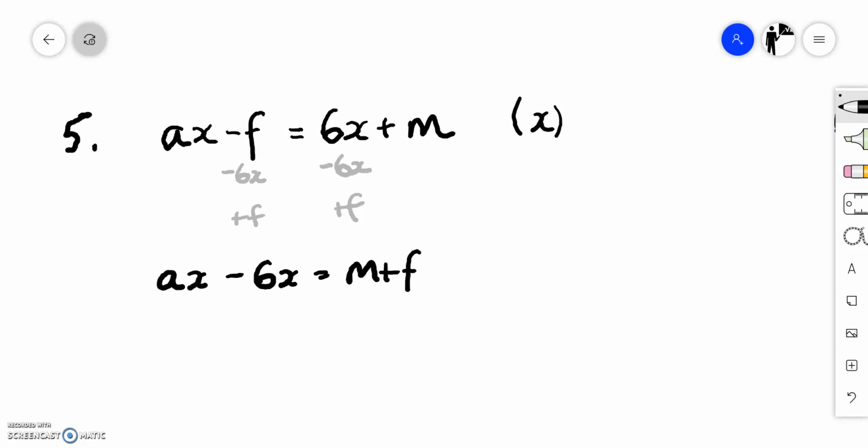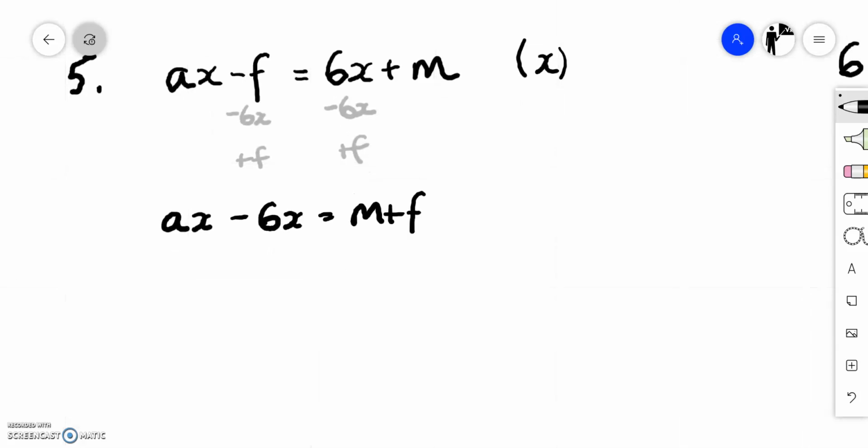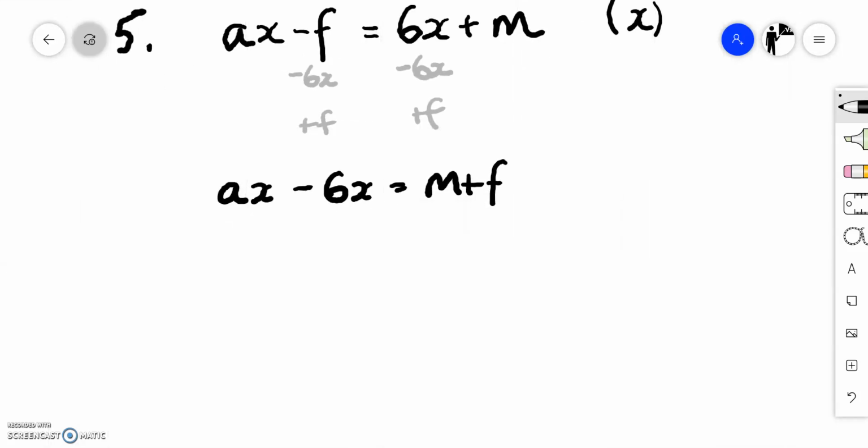So I've taken this to the left hand side and I've moved this to the right hand side. Remember, the goal is we want it to be x equals, so I want x on its own, and I can't get that here, not yet. So what we have to do in this case is have a look at our left hand side and say, okay, ax minus 6x. Do you see how they both have x in common? What we can do here is take out a common factor of x.